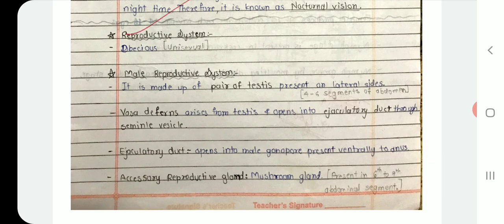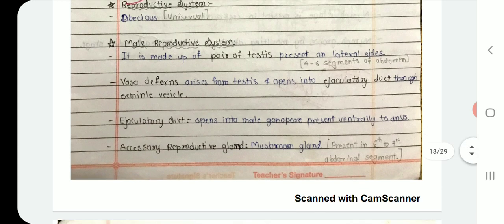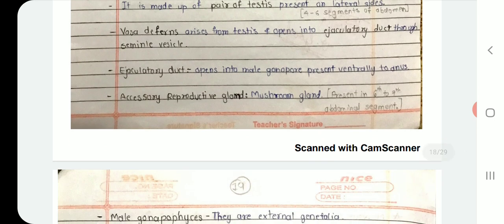And from this region only there will be the release of the sperms. Now, there are also the accessory reproductive glands which are found in the males. Here, when we are talking about the male cockroach, there is a mushroom gland, and this mushroom gland is present in the 6th and 7th segment of the abdomen. So in the abdomen region, in the 6th and 7th segment, there will be a specialized gland, which is the accessory reproductive gland in males, and that is the mushroom gland.